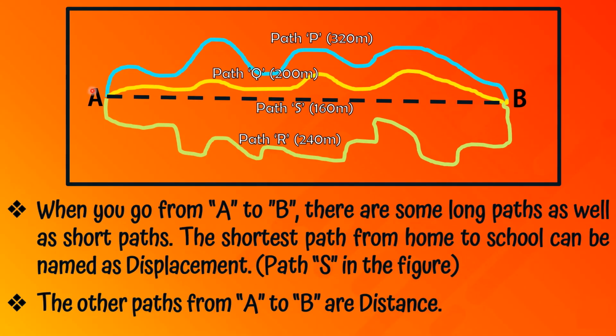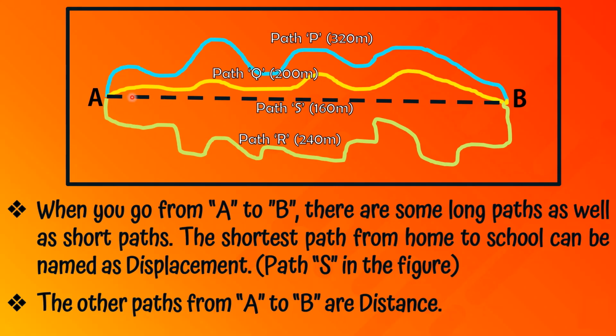Path from A to B. There are 4 paths. Path P is 320 meters, the blue color one, and path Q is 200 meters, the yellow color one, and path S is 160 meters, black colored one, and path R is 240 meters, the green color one. When you go from A to B, there are some long paths as well as short paths. The shortest path from A to B can be named as displacement.